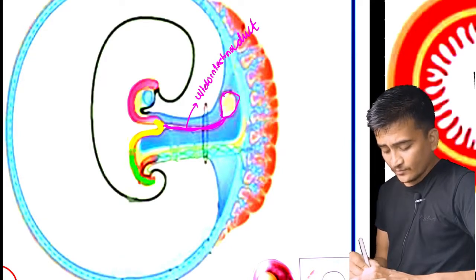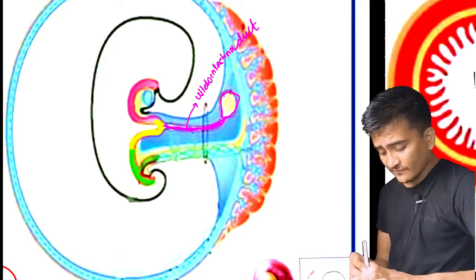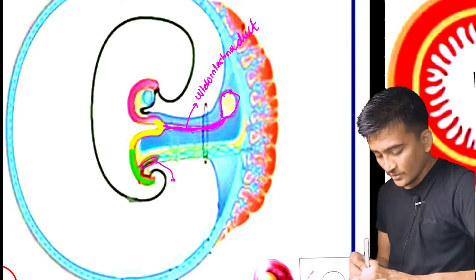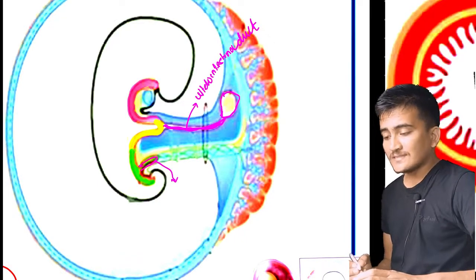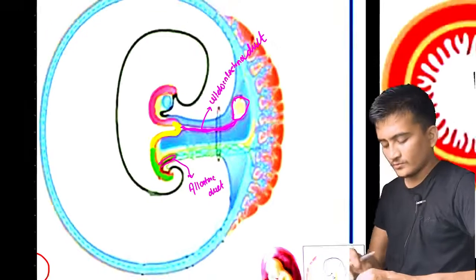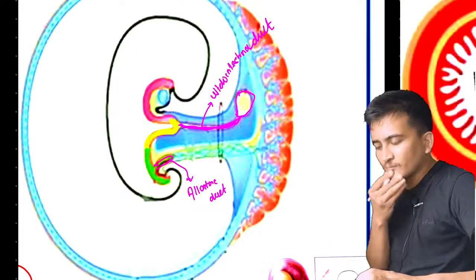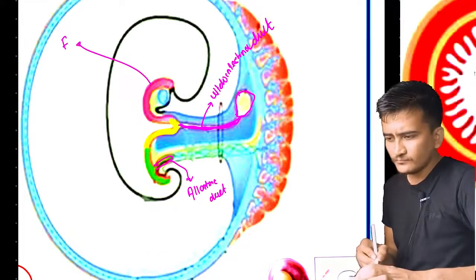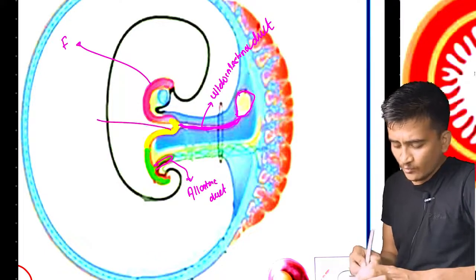And as we already discussed, there is one what? Diverticulum. Now, what is this diverticulum? This is the hindgut diverticulum. This is our allantoic duct, right? Now, moving forward, as I said, this is our foregut, this is our midgut, this is our hindgut, right?